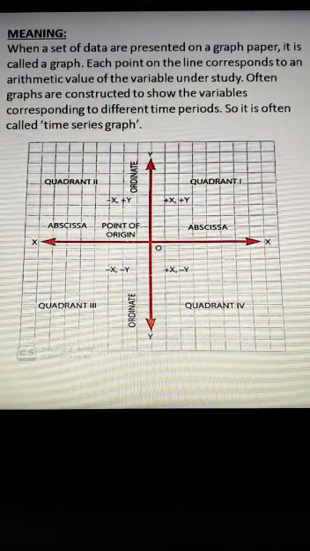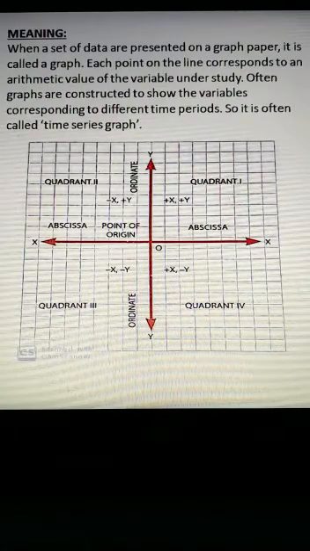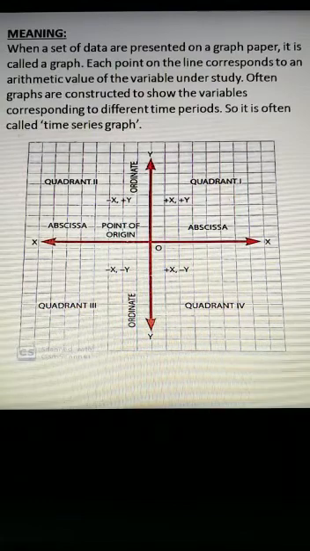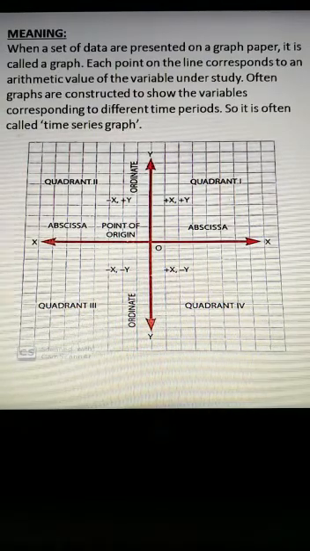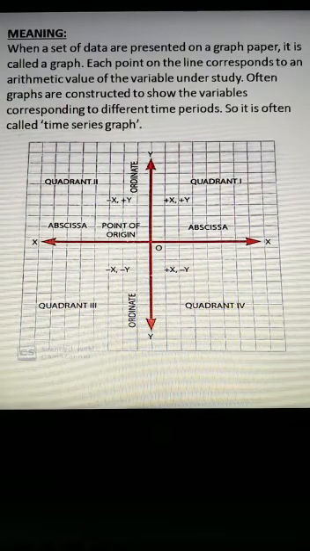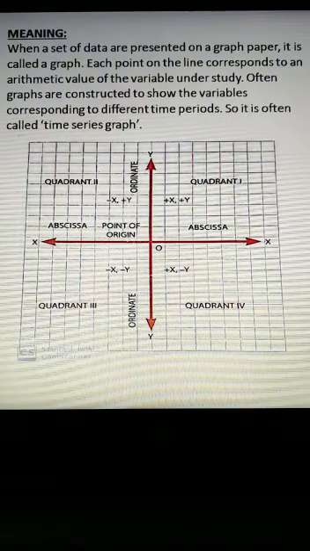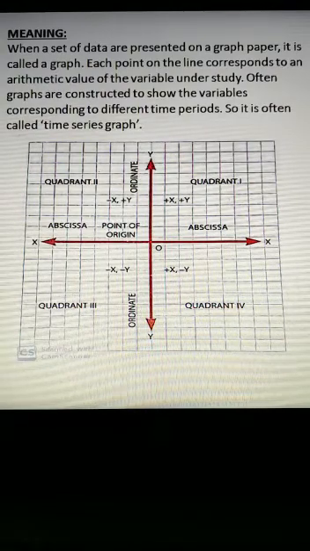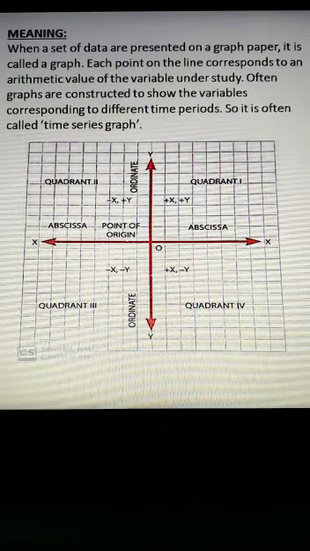So when the given set of data is presented on the graph paper, then that is considered to be the graph. And when we are joining those points and drawing the line, each point lying on the line shows the corresponding arithmetic value of the given variable. Say for example, if we want to study the sales of a company for 5 years, we will mark it and the line will be drawn. Then we can know that every point shows the sales value of the company for that particular year.